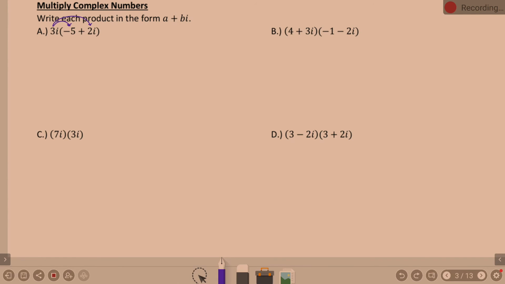Okay. What is 3i times negative 5? Well, it's the same as asking what is 3x times negative 5. Just multiply and tag the variable along. So 3 times negative 5, negative 15i. And then what? It's plus. What's 3i times 2i? 3 times 2 is 6. What's i times i? i squared.